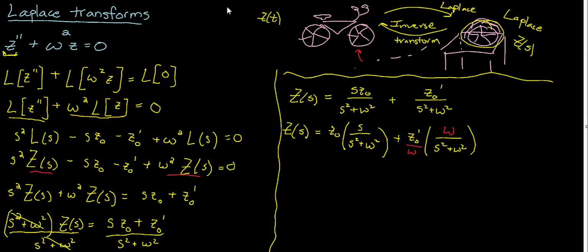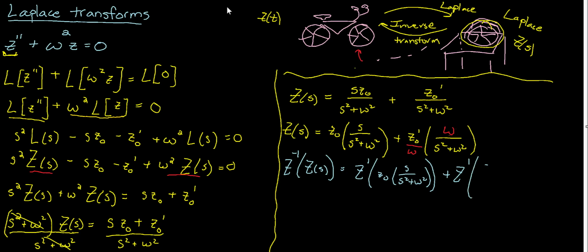I'm going to apply the inverse transform. So this is the inverse transform applied to Z of s. On the right-hand side, the inverse transform of everything here, plus the inverse transform of z naught prime over omega times omega over s squared plus omega squared. The inverse transform of the transform is just the original variable, which is z of t. Haha, we have made it back to our bicycle. We've made it back to our original variable, z of t.